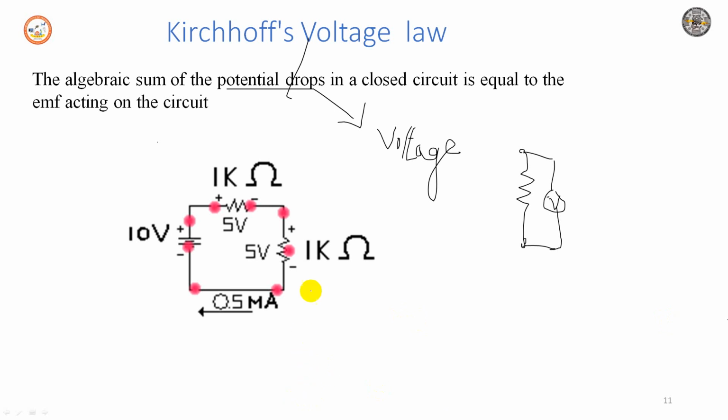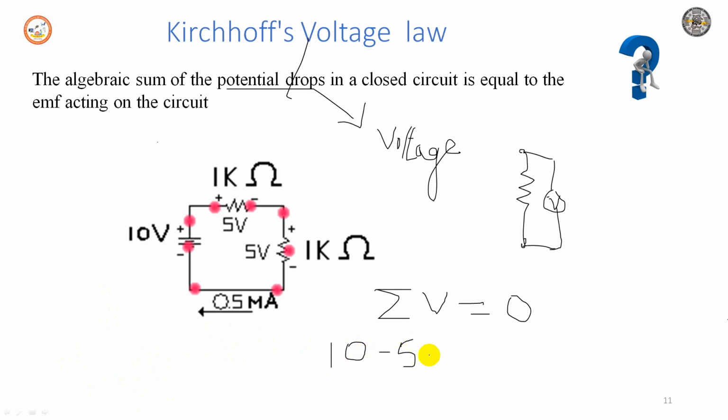So if you take up this closed circuit, we can write it here. The sum of the potential drops means summation of V is equal to 0. The sum of the potential drops in the closed loop is equal to the EMF acting on it. So we can write here 10 volts minus 5, okay, minus 5 is equal to 0. This is the algebraic sum of the voltage.